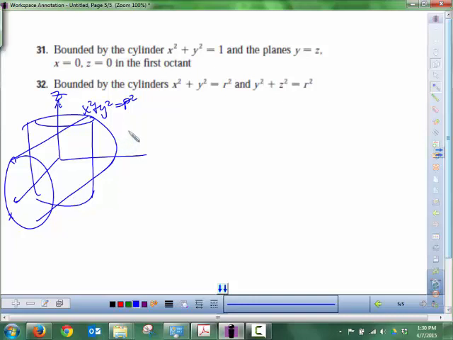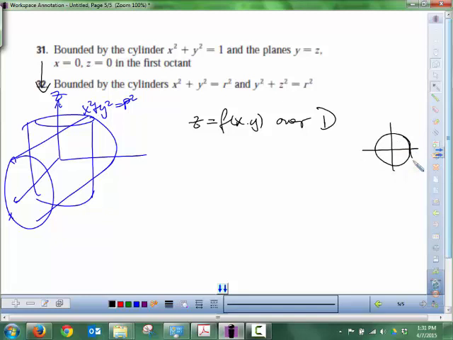So what we want to do is take a look at this. Let's say we want to integrate z equals f of x, y over some domain D on the xy plane. So if I can twist this over and take a look at it, you want your point of view looking down, and all you're really seeing is your domain, that circle of radius r. That's what you're seeing on the xy plane.